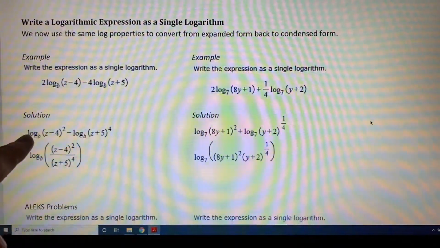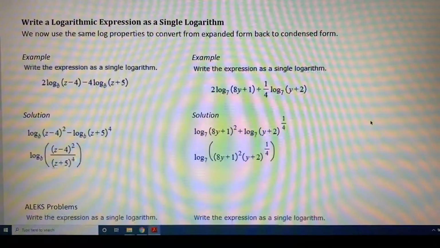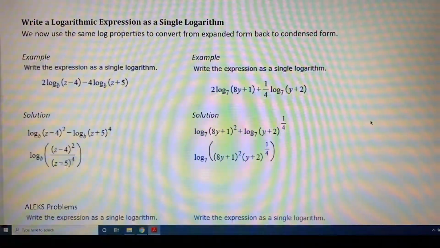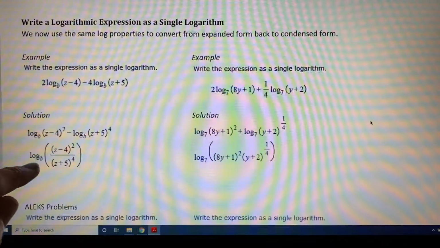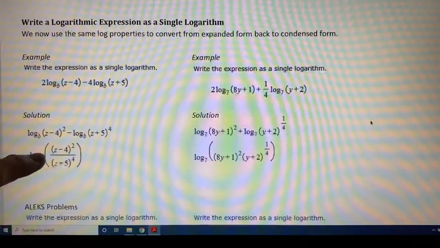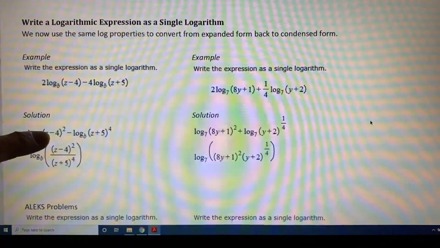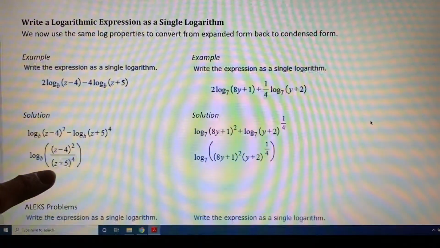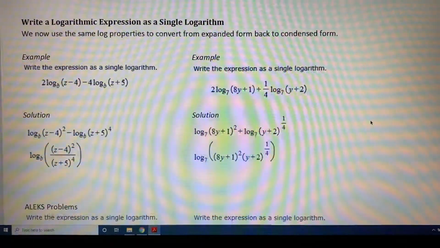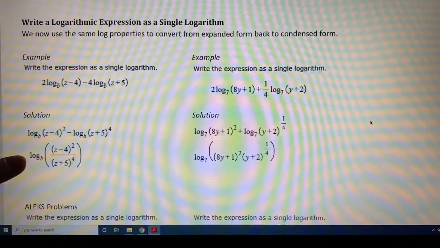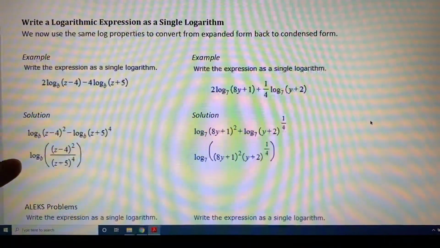Okay, so now that we have two logs being subtracted with the same base and no numbers out front, we can squish those two logs together into one log by dividing the two arguments. So we get log base b of a fraction whose numerator is z minus 4 squared, the first log argument, and whose denominator is z plus 5 to the 4th, the second log argument. This is our final answer. This is written in condensed form as a single logarithm.